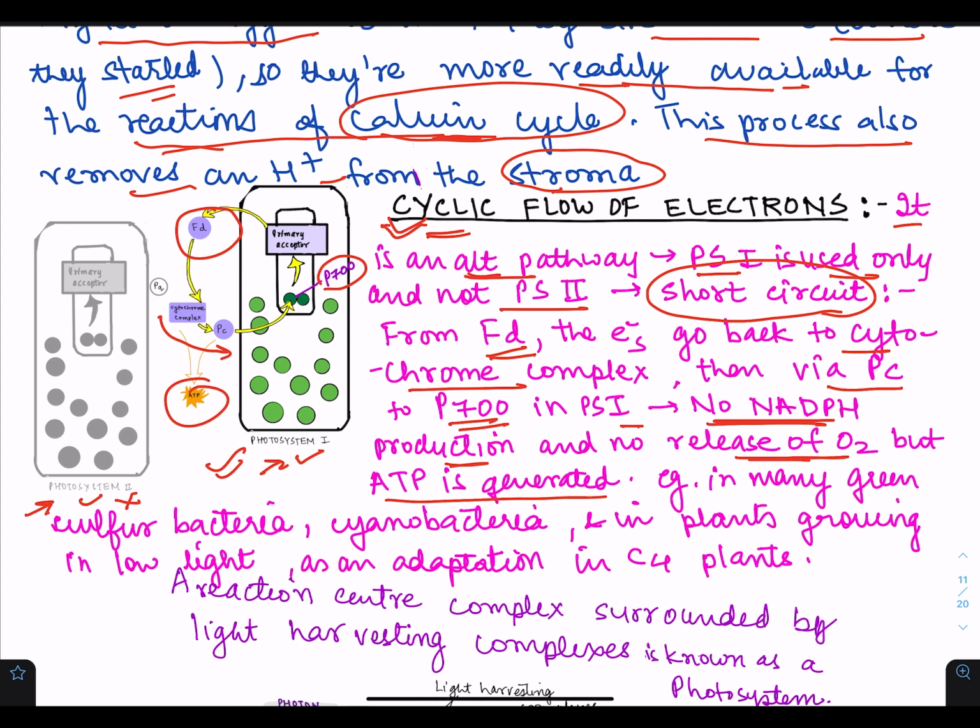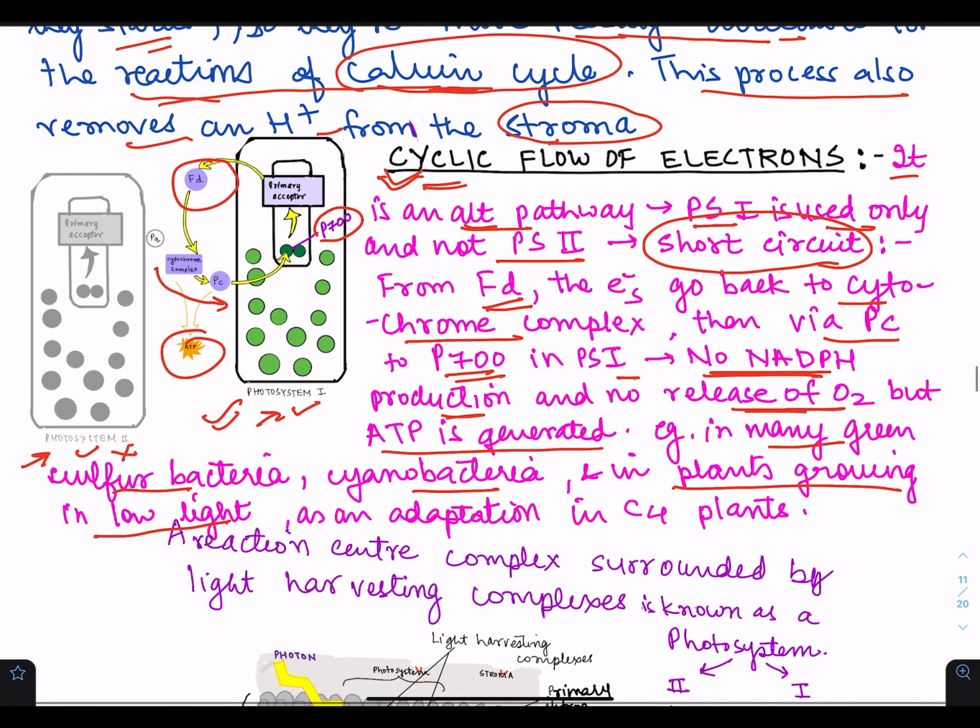And where does this occur? In many green sulfur bacteria, cyanobacteria, and in plants growing in low light. This is actually an adaptation in C4 plants also, which we will study later. So this was all about photosystem 1, photosystem 2, cyclic flow of electrons, the light dependent reactions.